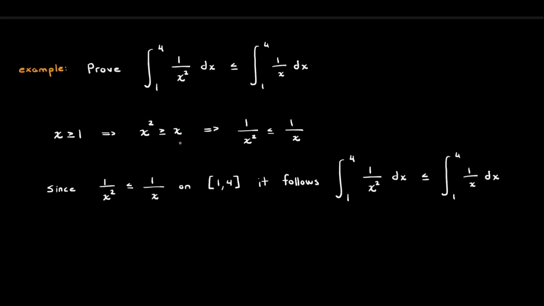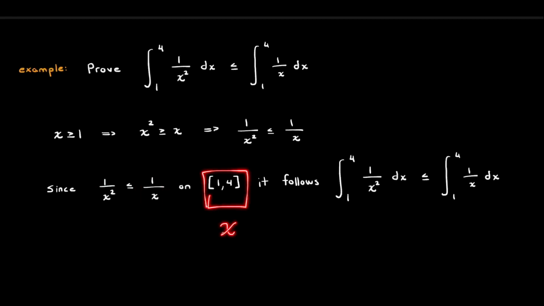Now we can take the reciprocal on both sides, but when we do that, the sign of the inequality flips. Because if this number is bigger than this number, then when you flip it, the reciprocal will become smaller. You're doing 1 divided by a much bigger denominator than what you're doing over here. So this will be a larger fraction than this one. And so this means that the function 1 over x squared is less than or equal to the function 1 over x on this domain.